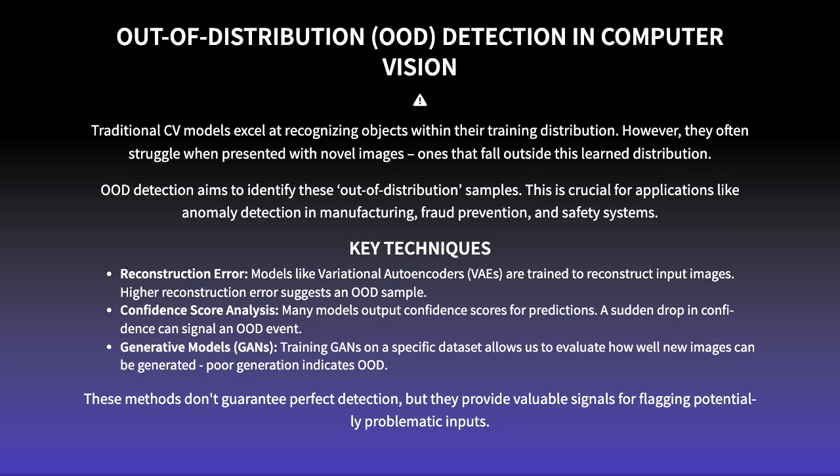There are several ways to do this. One common approach is using reconstruction error. Models like VAE try to rebuild the image they see, and if something's weird, the reconstruction will be poor. Another technique looks at confidence scores. If a model suddenly loses its certainty about what it's seeing, that could mean it's encountering an OOD sample. Finally, generative models, like GAN, can help us assess how well new images fit into the learned distribution.